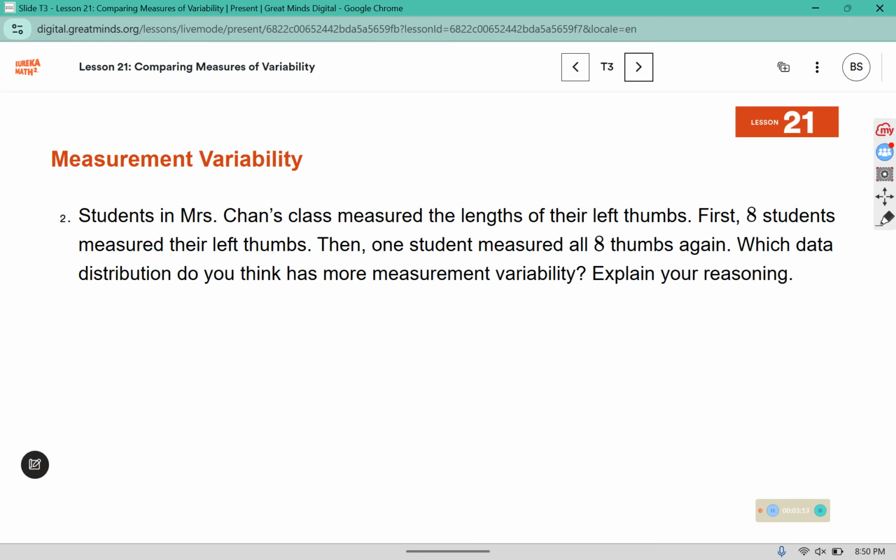Well, the distribution for the measurement where the 8 students took their own measurements will likely have more variability because they may measure in different ways than if 1 student does all of the measurements.